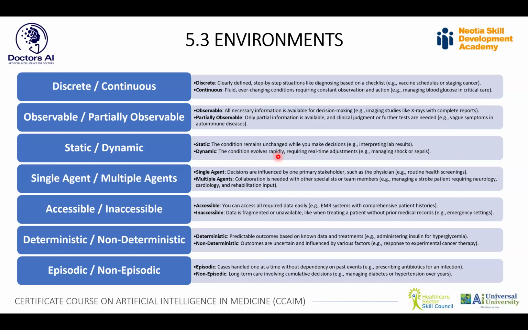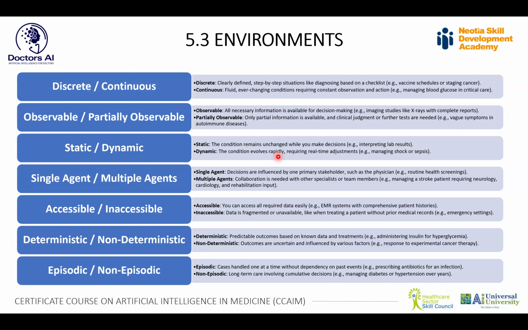So there could be a single agent who is a primary stakeholder, like in this case, for example, a physician taking routine checkups, or it could have multiple agents involved, like a team managing a complicated disease like a stroke patient requiring neurology, cardiology, and rehab input. Right? We all do this. This is why we all exist in the ecosystem, and this is the same thing that emulates in the AI ecosystem as well. You could have accessible and inaccessible environments.